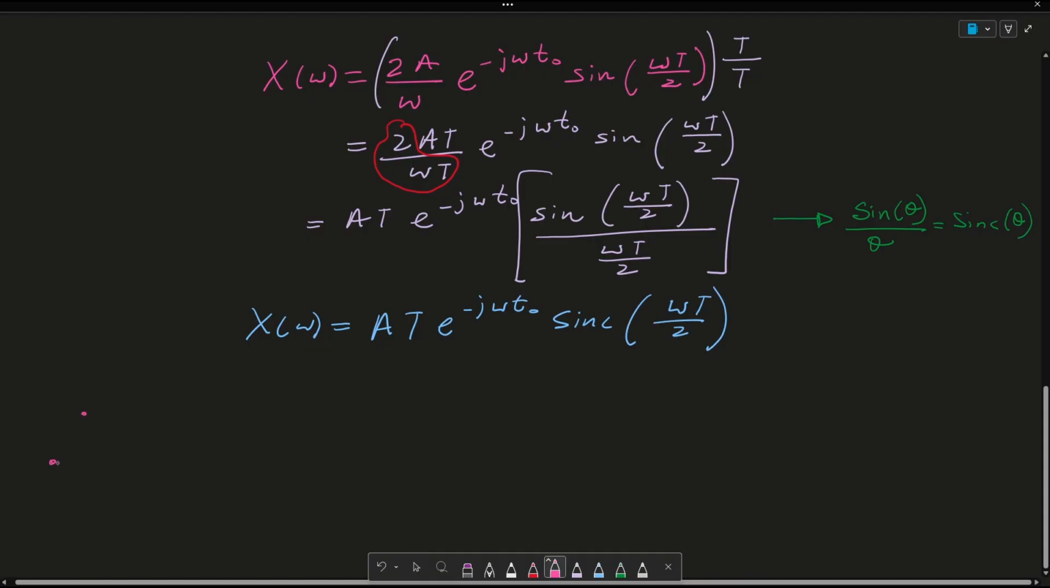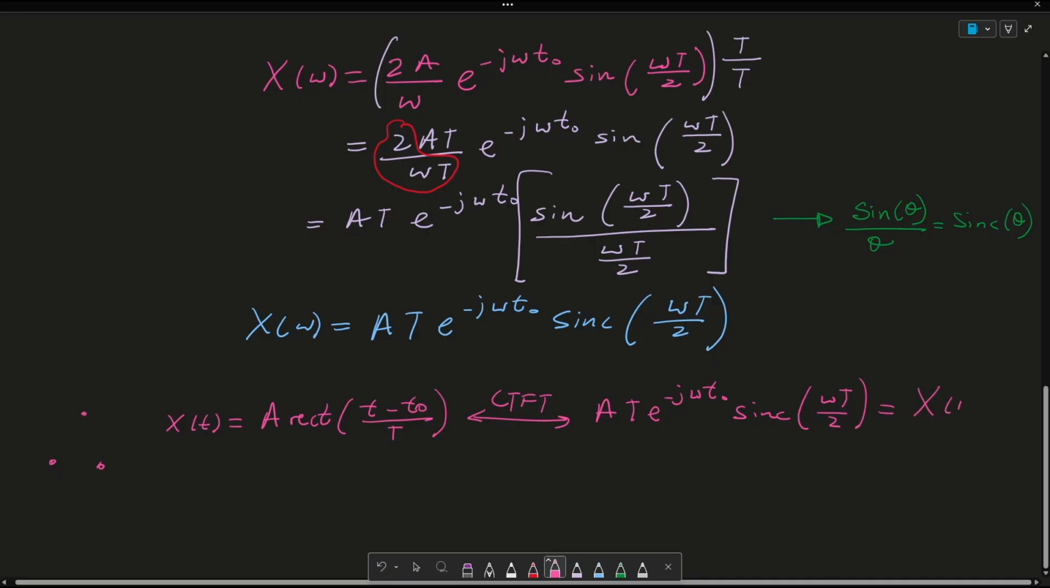And to write it more clearly, we can say that for x of t equal to A rect of (t minus t naught) over capital T, the continuous time Fourier transform is going to be A T e to the minus j omega t naught times sinc of omega T over 2. And again, this is equal to capital X of omega.